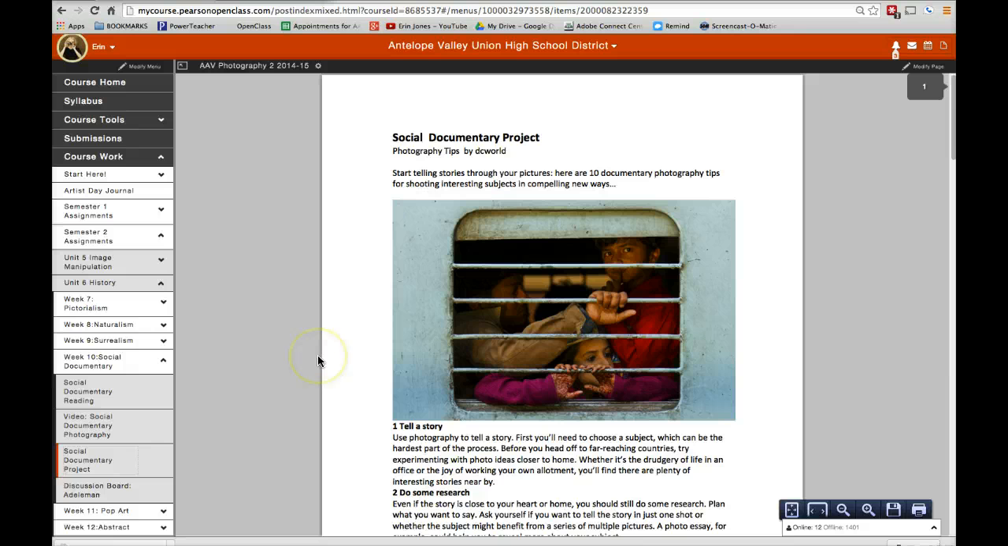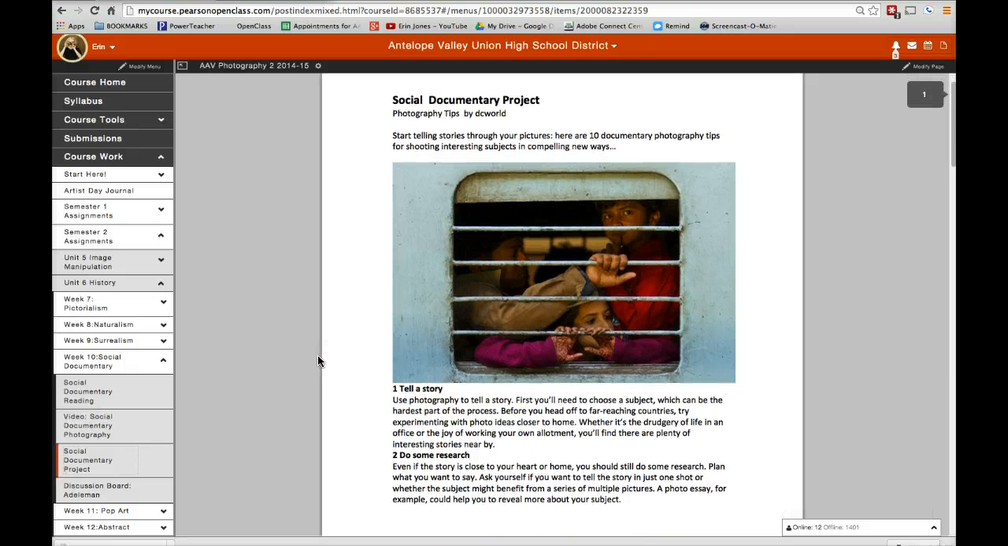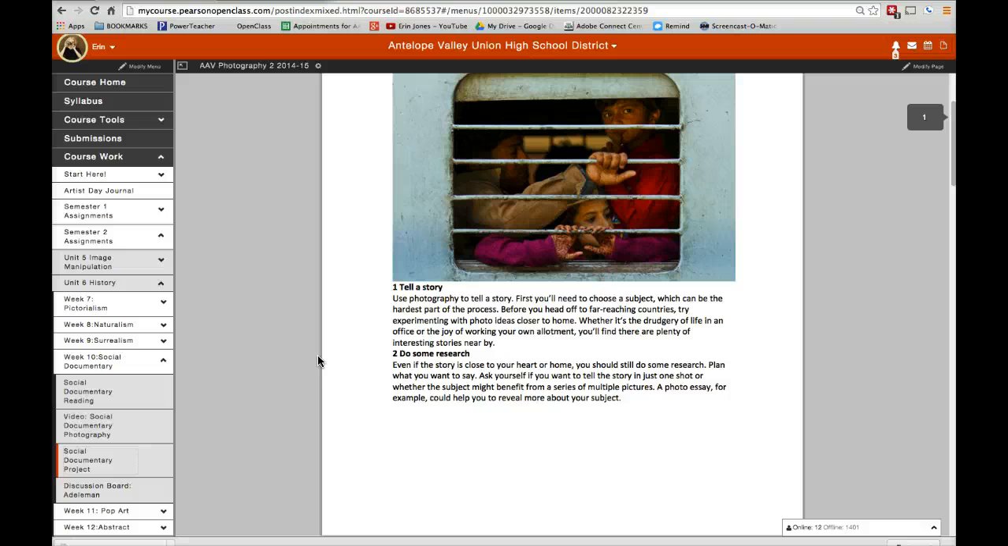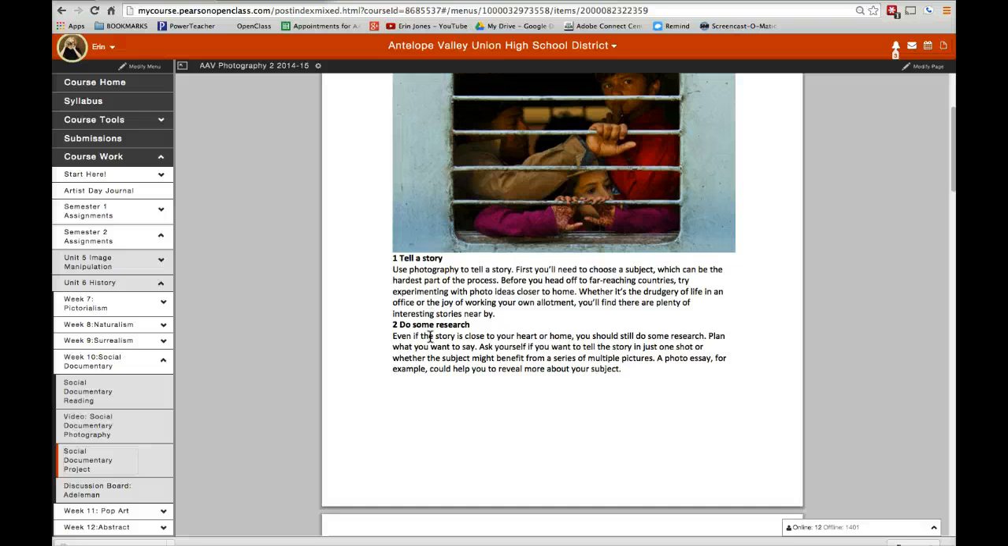All right, so let's look at your project really quick. Some steps on how to do this correctly. Tell a story. Tell me a story. It can be about where you live. It could be about a certain person, a place, your school, your soccer team, or your family. It could be about a trip. Let's say you're visiting family in Mexico. Maybe you want to tell me a story about that trip or what life is like in that town or city. Do some research. So you need to know a little bit about your subject.